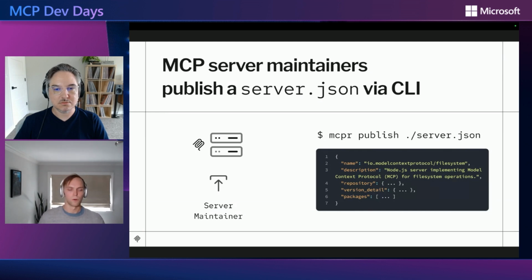And ultimately, you're going to be able to run a CLI command, something like mcp-r publish, and point to the server.json file. We'll see a demo of this a little later, but that is the idea of where that starting point is. We're going to have the server.json file. We're going to push it into the registry on a per server basis.